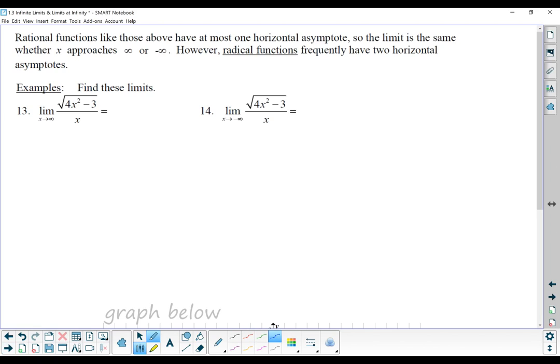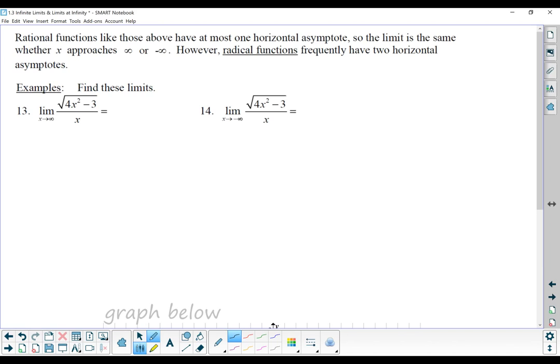So when we're doing this sort of limit with a root like this, the square root of 4x squared minus 3, it still is the leading term that controls the behavior of the function. That little minus 3 there affects what's happening in the middle of the graph, at those lower x values. But once we get out onto the far left and the far right of the graph, that minus 3 basically does nothing.